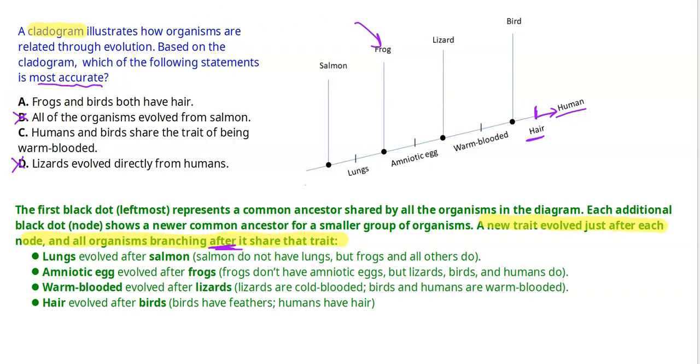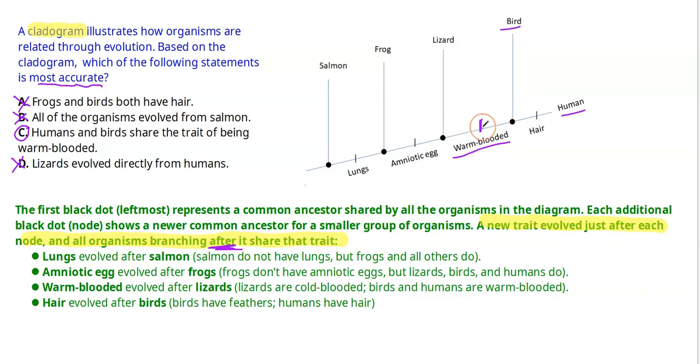We'll go over it just so you understand it. I'm sorry, the answer has to be C. Humans and birds share the trait of being warm-blooded. We kind of went over that, right? So we're going along this main line. Here's the trait of being warm-blooded. Every organism after this trait is warm-blooded, so that would be the bird and the human. That's why C is my answer.